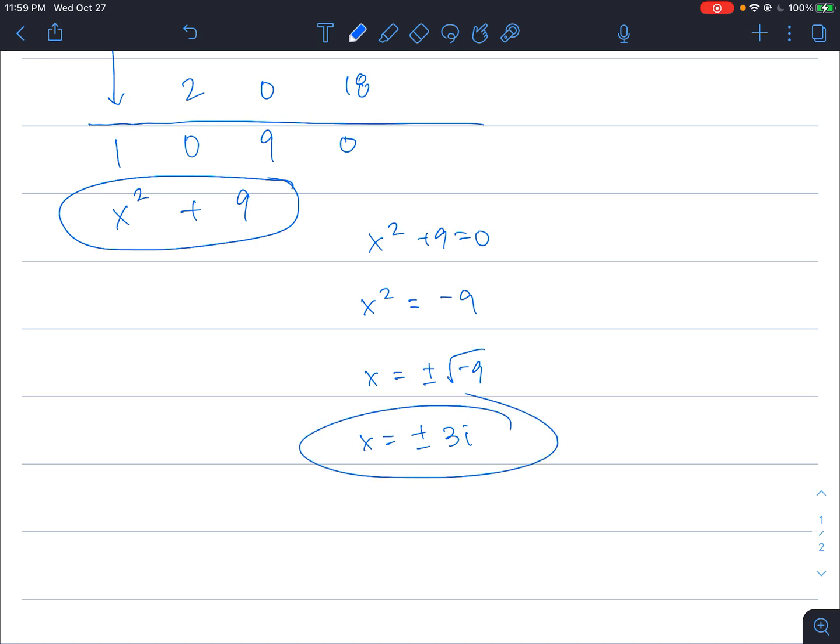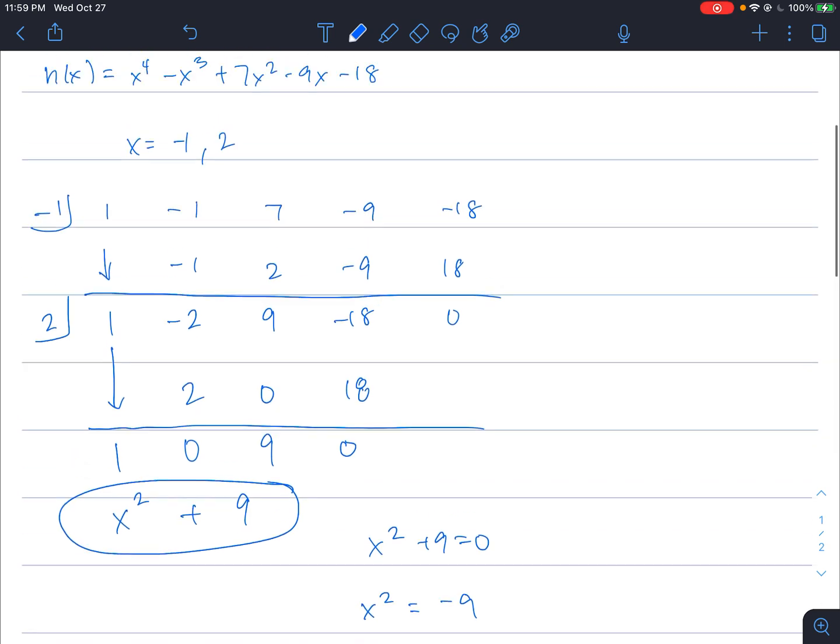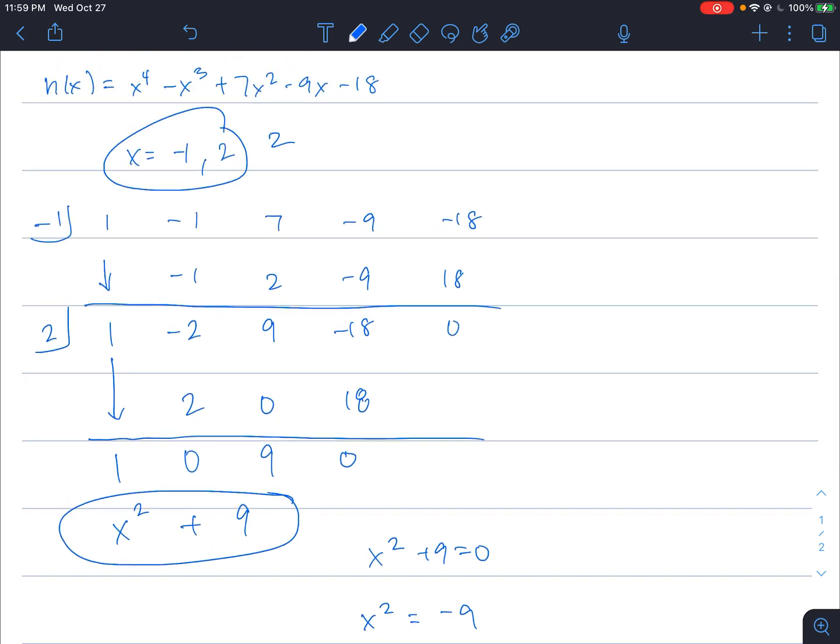Okay, so there you go. Here are two solutions, and my other two solutions were up here. Okay, so that should get you set up for those problems in your homework.